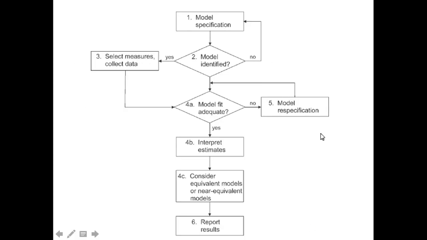And so this is the part where we're going to get into specification and identification. So we're really working up here. You model specifications where I draw out my model and I've determined how I'm going to measure it. And then I have to see if it's identified. We'll get into what that means in a second. If the model is identified, I would collect my data and test that model. If model fit is good, then I would go through and test alternative theories and report the results.